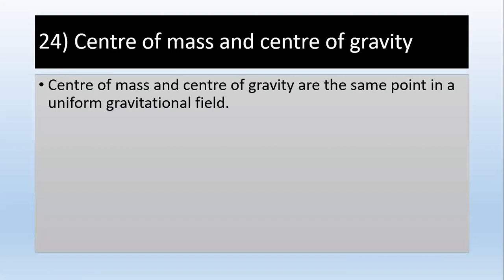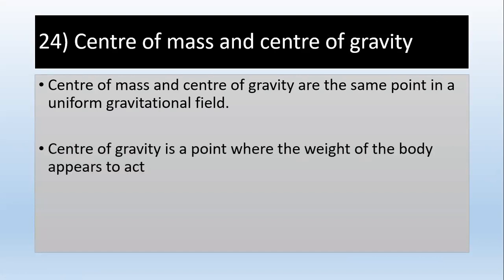Center of mass and center of gravity are the same point. They are the same point in a uniform gravitational field on Earth. Any body, any object, the center of mass and center of gravity are the same because your gravitational field strength is uniform. Center of gravity is a point where the weight of a body appears to act. So we always represent a body by its center of mass, and the weight will act at the center of mass or center of gravity.